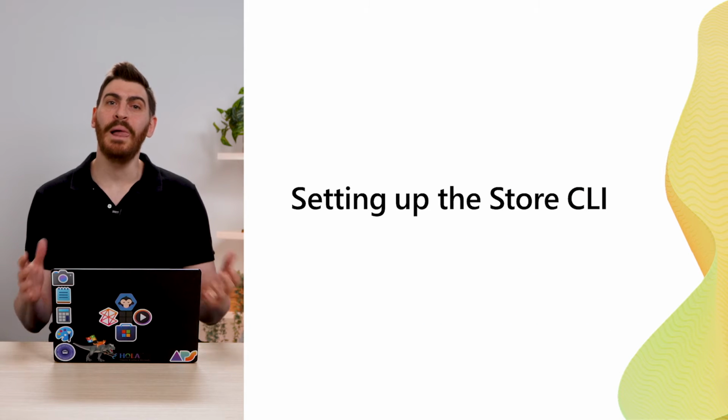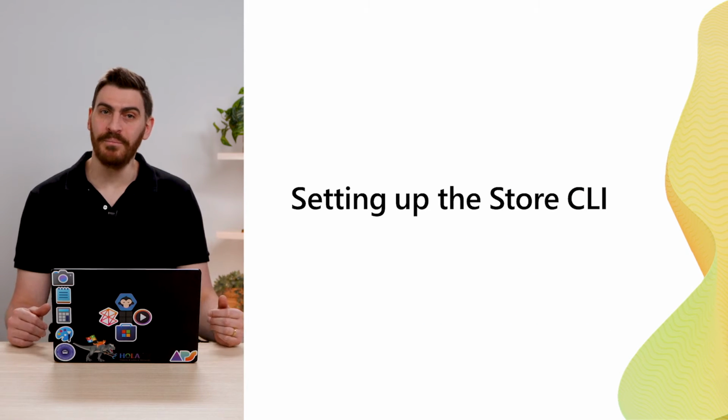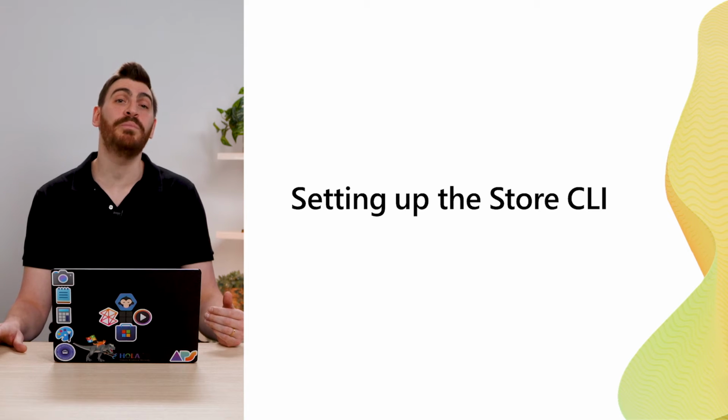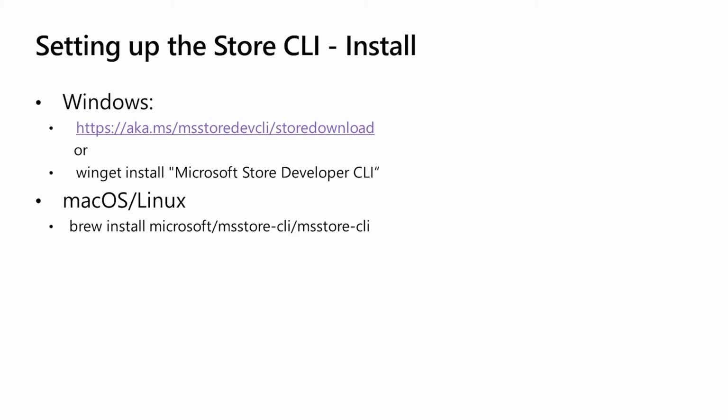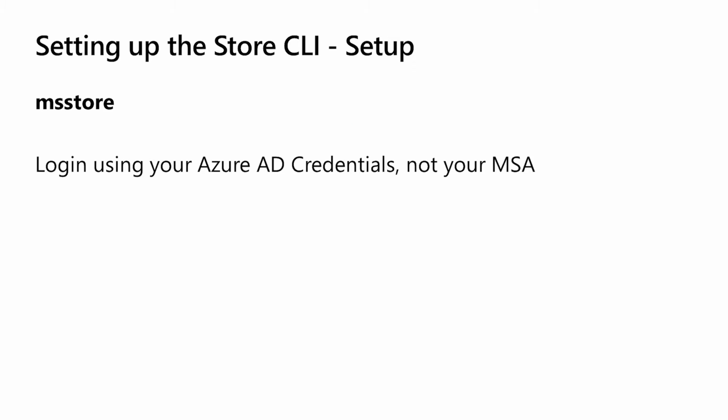So now, let's go for our demo number one. Let's set up the CLI on our development environment. For installing the CLI, there are a few options. You can install it from this short URL, or on Windows, use winget, which installs the CLI from the Microsoft Store. For Mac and Linux, you can simply use brew and the CLI will also be installed in a second.